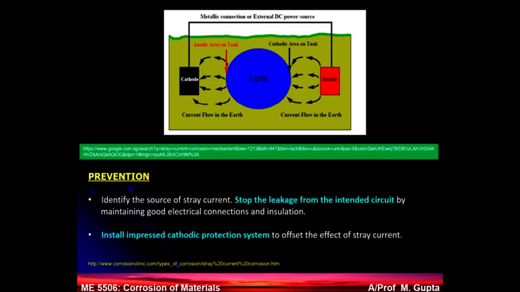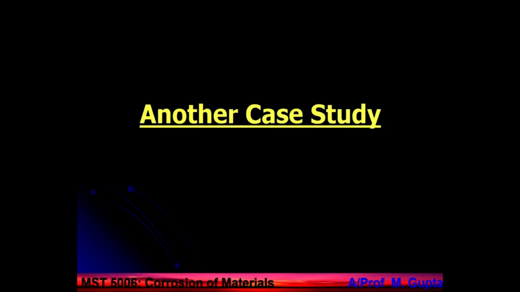So prevention: number one, you have to find the source of stray current and stop the leakage. And number two, you can also install a cathodic protection system to overrule these stray currents. So there are two ways to attack it. And that is the end of all the different types of corrosion so far. If you can understand these types of corrosion, I don't think there's anything left for you.